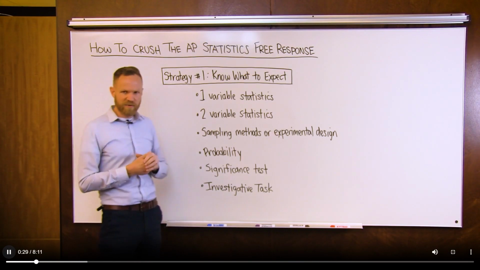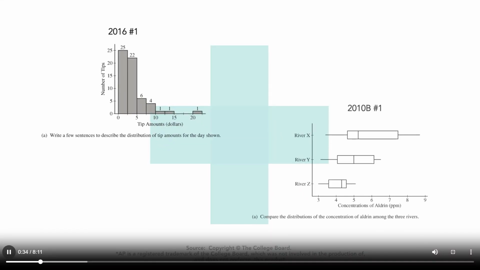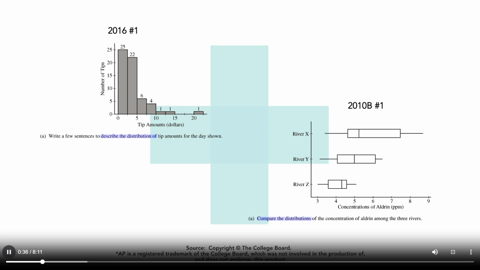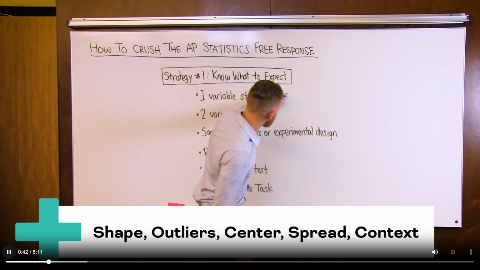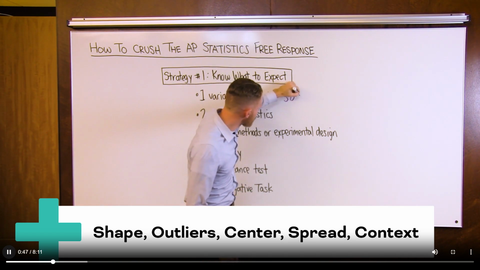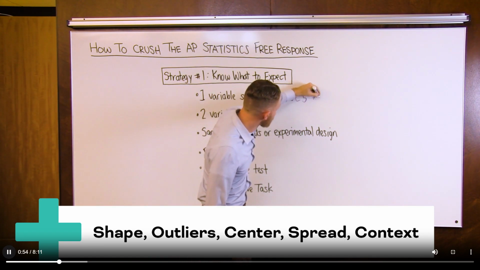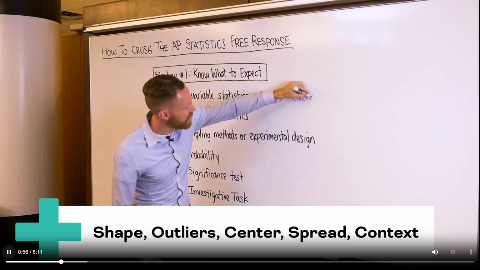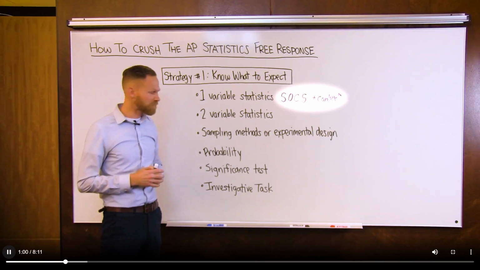The first one: one variable statistics. Most often, the question will ask you to either describe a distribution or to compare two distributions. So make sure in that particular question that you are addressing the shape of the distribution, any potential outliers, the center of the distribution, as well as the spread of the distribution, and make sure that you do that in the context of the problem. So we use the acronym SOCS plus context to remember how to handle that particular question.